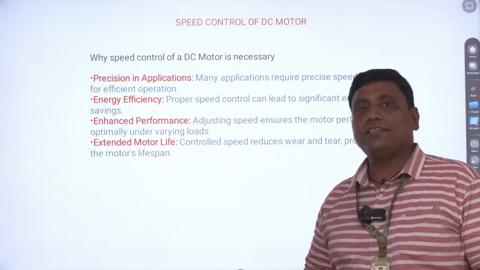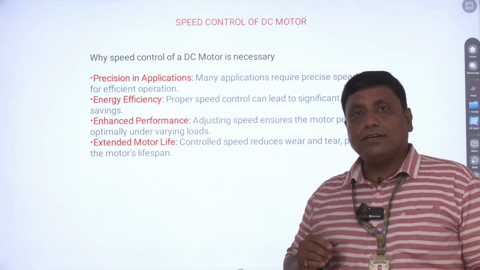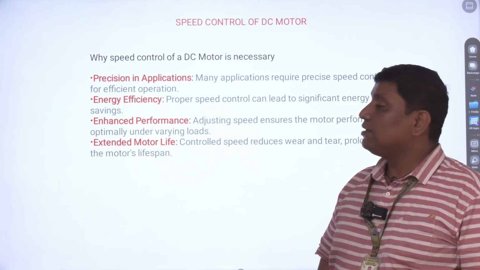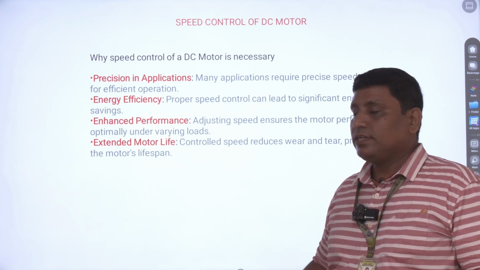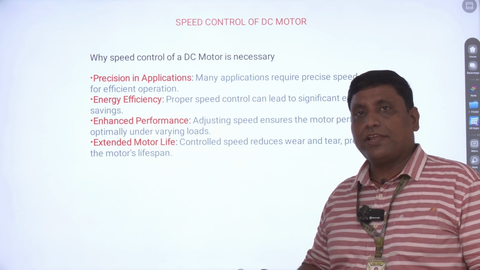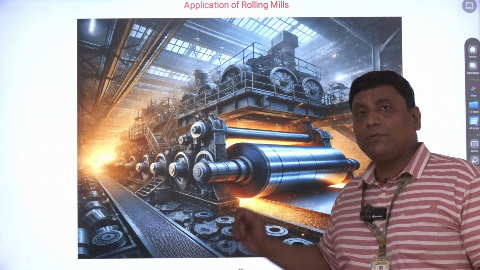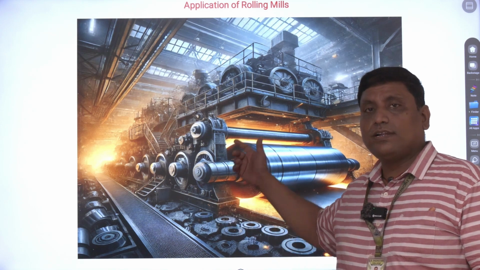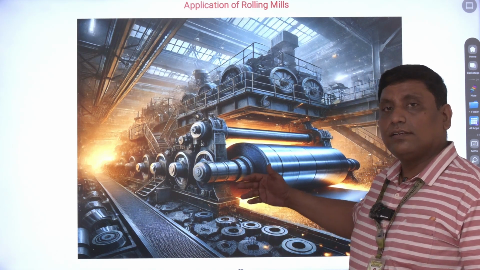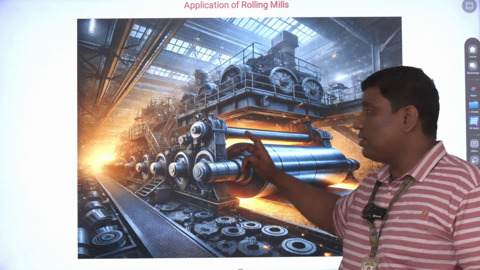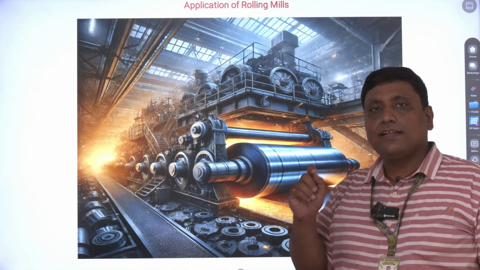Why is speed control of DC machines necessary? We know very well we need precision in application, energy efficiency, enhanced performance and extended motor life. This is very important in DC motor applications. For example, in a rolling mill we use a DC series motor; in olden days they used DC series motors. It is used for cutting steel or manufacturing steel bars and rods. For that, different speeds are required, so precise control is important.